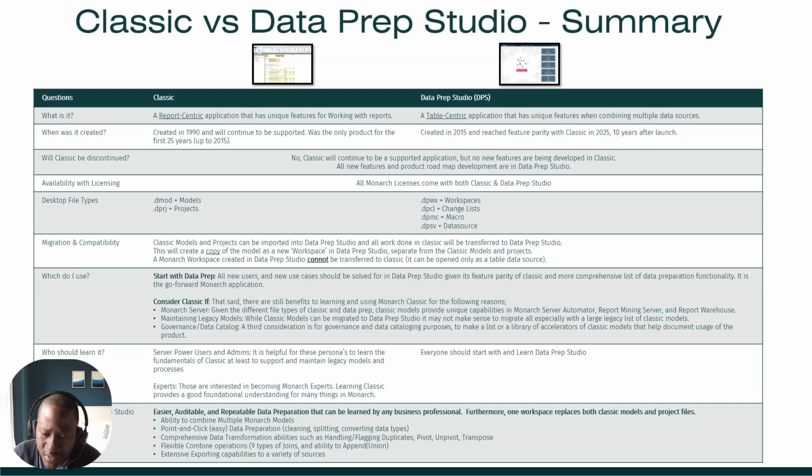Another reason could be a governance perspective, or data cataloging. There are some benefits to having a library of templates or classic models, if you want to just document them for cataloging purposes, but they are also great in terms of having a list of accelerators. Okay, all right, so let's move on here.